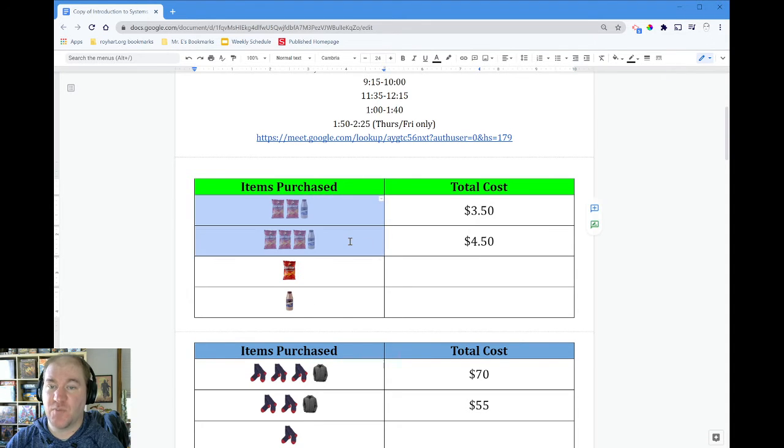Well, between these two purchases, they bought 1 more bag of Doritos. And the difference between the totals between these two is $1 more. So that means that 1 bag of Doritos costs $1.